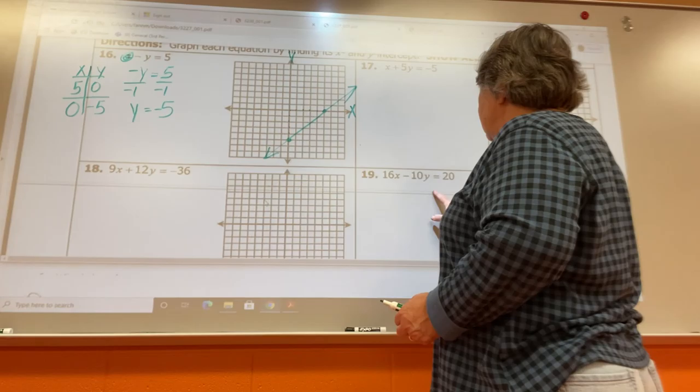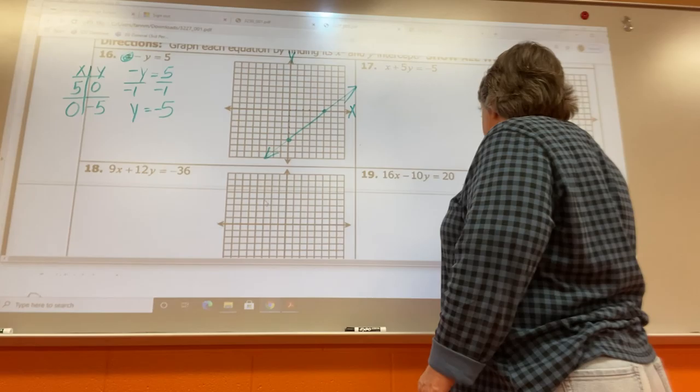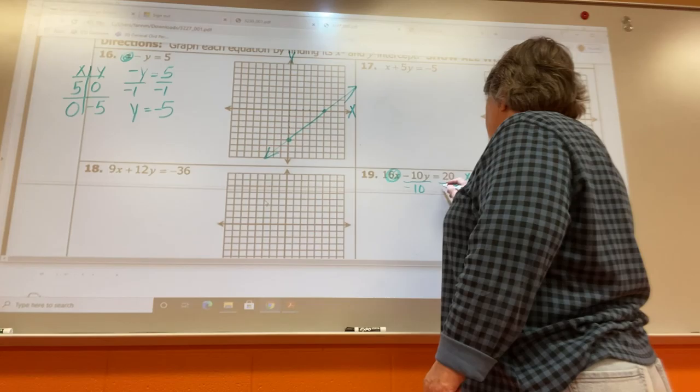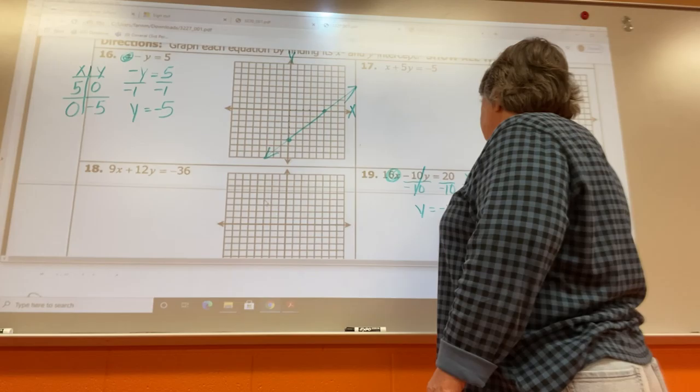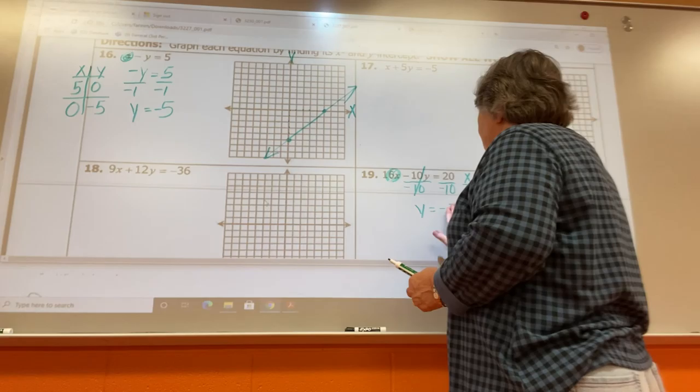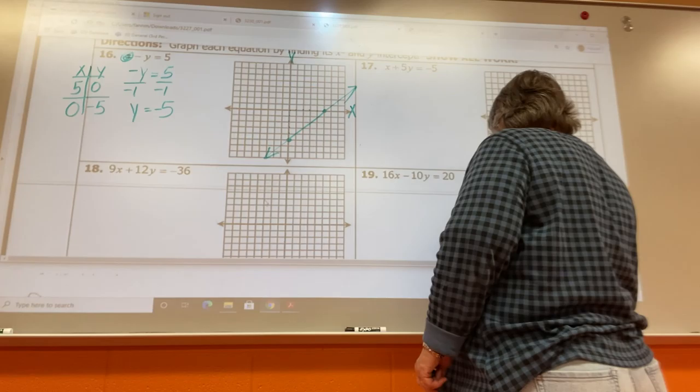So if I have a negative 1 there, to get y by itself, I'm going to divide by negative 1. Y equals x plus 3. So that just means it crosses the y-axis at 3. And then you can count the slope. m equals 1. Now, for the x and y intercepts, go down just a little farther.